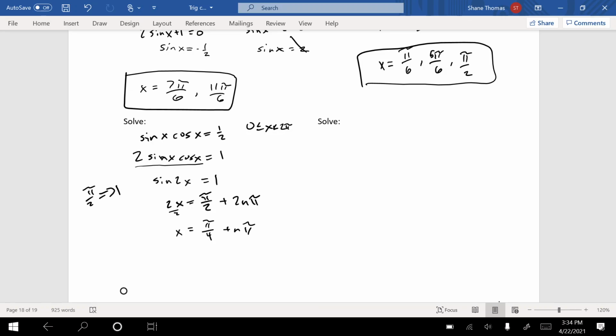Now again, I'd have to go back through and start plugging numbers in. If I plug in n equals 0, well, I get pi over 4. That one's good. Fits in the interval. If I go to n equals 1, plug that in, I'm going to have 1 1/4 or 5 pi over 4. As soon as I add 2 pi to something else, it's going to be over 2 pi. Therefore, these would be my two values for x: pi over 4 and 5 pi over 4.